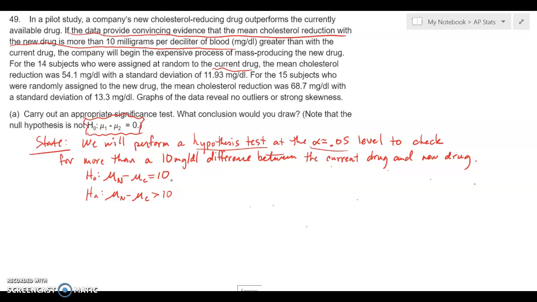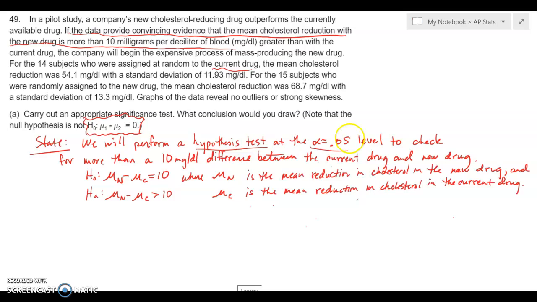Next thing we want to do is make sure that we specify what this new notation means. And that looks like this. So as we just described, mu sub n is the population mean, the true mean reduction in cholesterol in the new drug. Mu sub c is the true mean reduction in cholesterol in the current drug. So we can now move on and check our conditions under our plan step. Those conditions look like this.